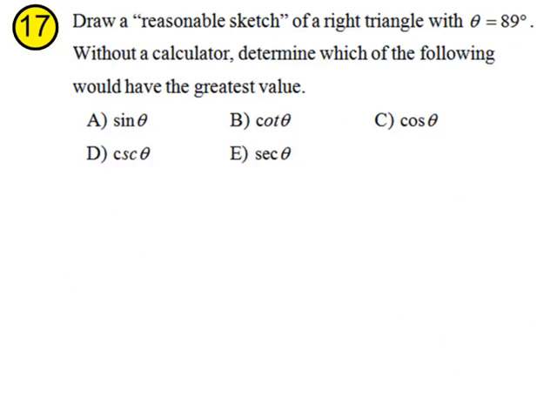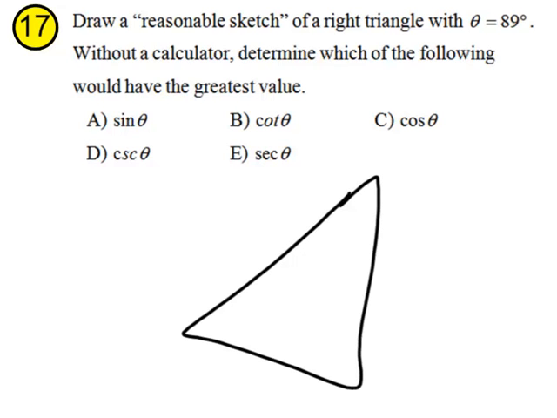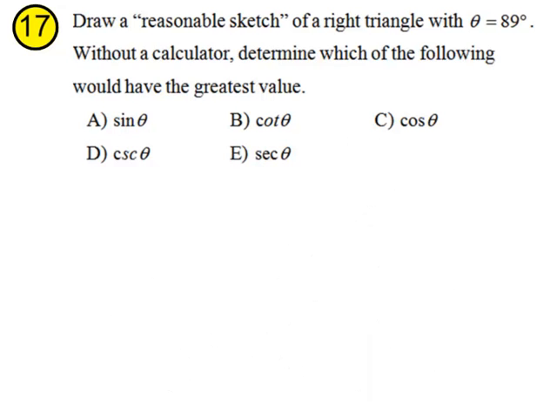Question 17: draw a reasonable sketch of a right triangle with theta equals 89 degrees, and then draw a conclusion about which of these trig functions would have the greatest value. Here's where this question is coming from. I see a lot of students just drawing some generic triangle and then trying to fill in whatever angle they want into that triangle, trying to tell me that that's 89 degrees, or even worse, sometimes I'll see students try to put in obtuse angles here, saying that's 167 degrees. No, it's not. We don't need a perfect picture here. We don't need to bust out the protractor, but we should try to draw something that is reasonable.